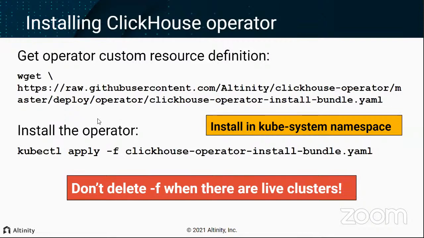And all you do is you grab that YAML file and then you say kubectl apply -f, give the name of the file. And what that will do is it will start the operator as a Kubernetes application, by default in the kube-system namespace. That's where system software lives in Kubernetes. And at that point, you have an operator.